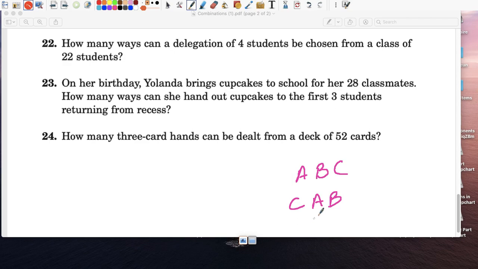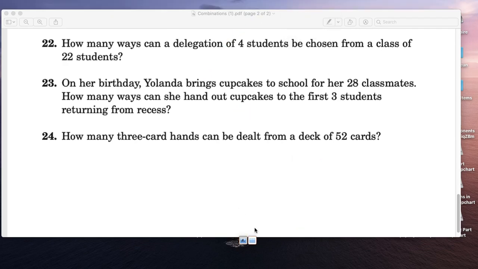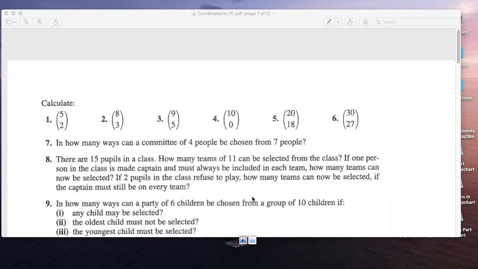Do each get a cupcake? What if B comes up first, C comes up second, and A comes up last? Do each get a cupcake? So order doesn't matter, right? So order doesn't matter. It's a combination. Okay. Wow, that was it. There's nothing else. All right.